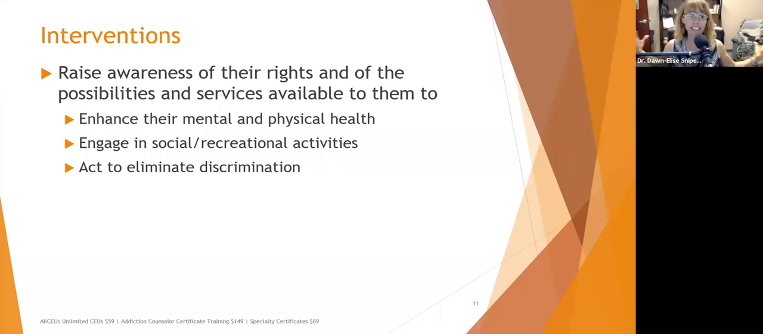Some people, like I said, may think, well, now that I've got this condition, I can't do the stuff that I used to do ever again. And that's really depressing. So we want to look at what sort of modifications are available. And we need to raise their awareness in order to help them act to eliminate discrimination and recognize what services, their protections under the ADA, and all that kind of stuff.